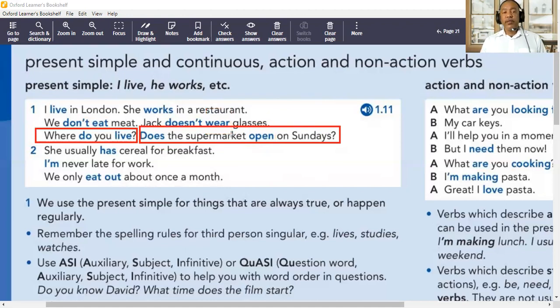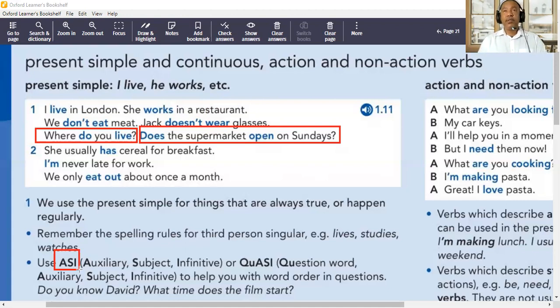Well, there's something I want to highlight here, which is the way you make questions with the present simple. In fact, with all tenses in English, we use the formula ASI, which stands for auxiliary, subject and infinitive, or auxiliary, subject and information, sometimes not infinitive. But anyway, it's absolutely necessary that when you make a question, you put one auxiliary before the subject, okay?